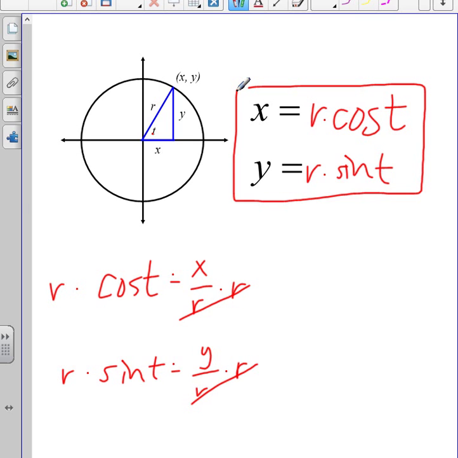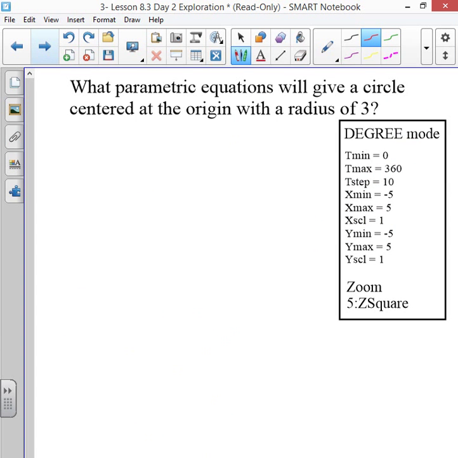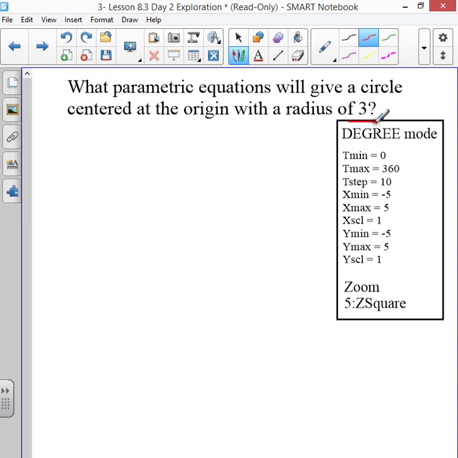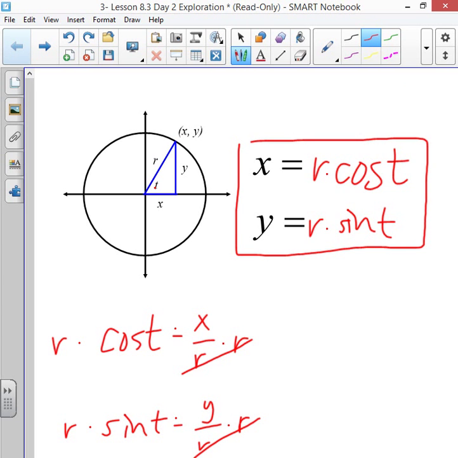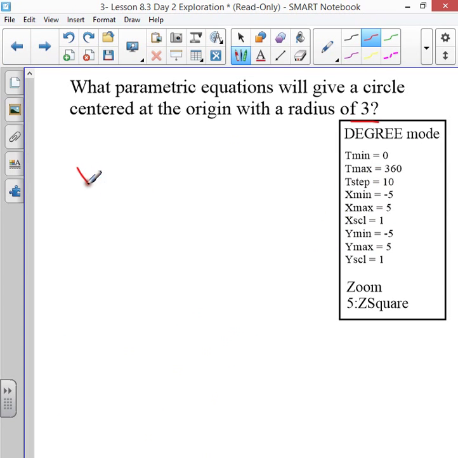So let me ask my first question. It says, what parametric equations will give you a circle centered at the origin with a radius of 3? Well, we know the radius of 3, if you go back to the equation here, is just the number in front, because cosine of t and sine of t are just variables, so r is the radius of the circle. So all I'm going to do is go x equals and y equals.